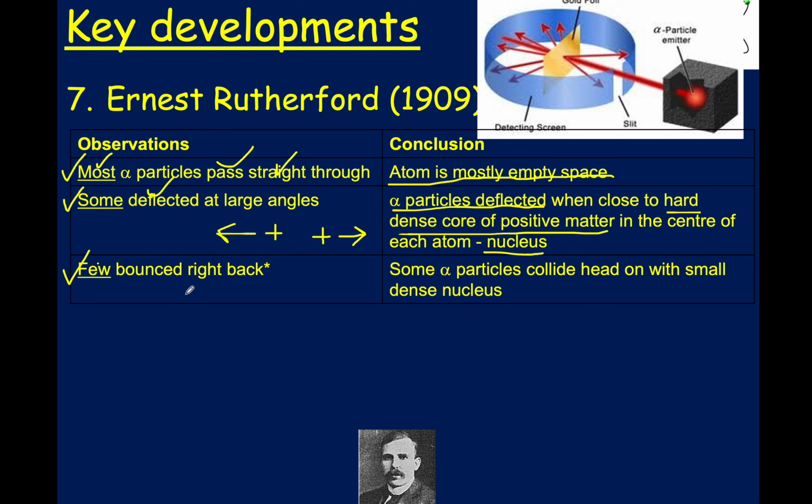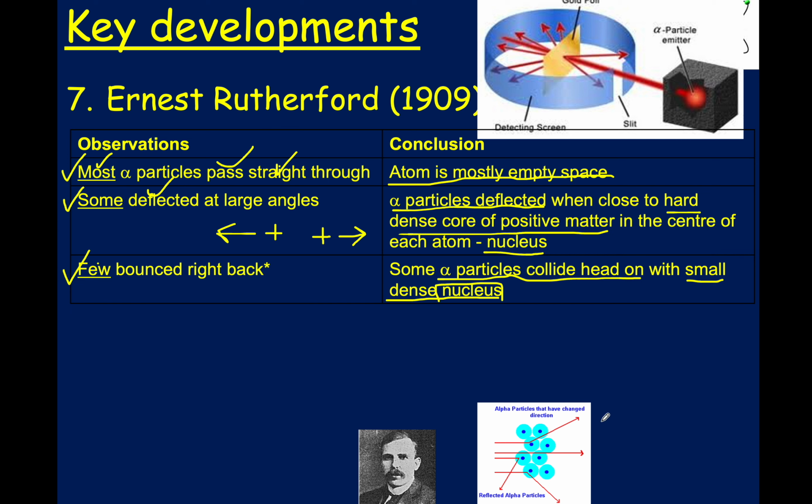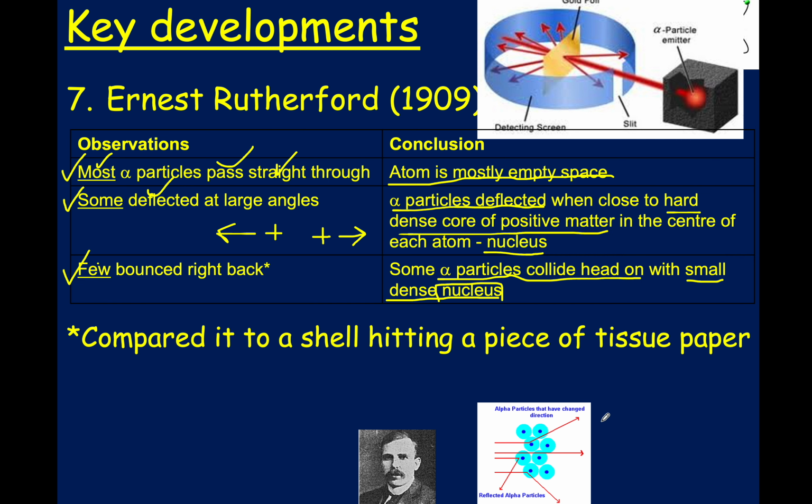The few that came reflected back told him that these alpha particles had to hit something head on to say that they came right back. And he decided then that it was a small, really dense mass. And again, he's calling this now a nucleus because he's figured out what it is. Okay, this diagram is going to go into your book just under Rutherford's.